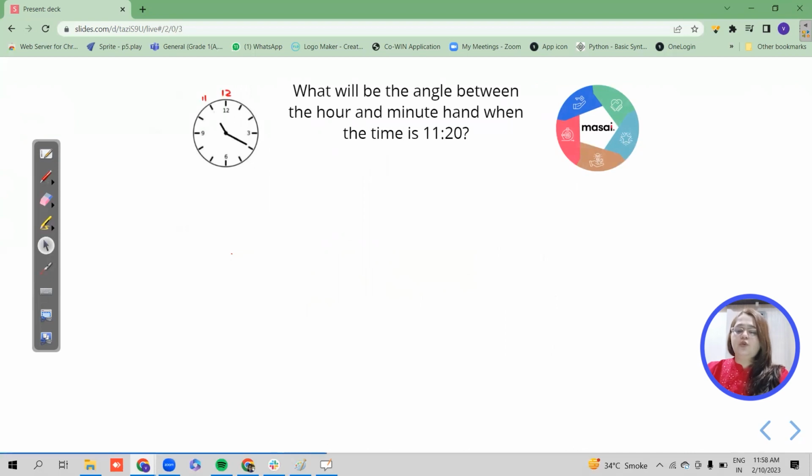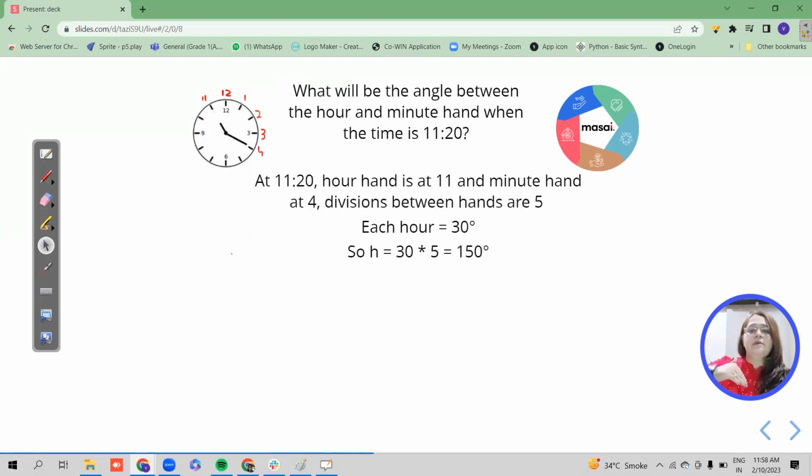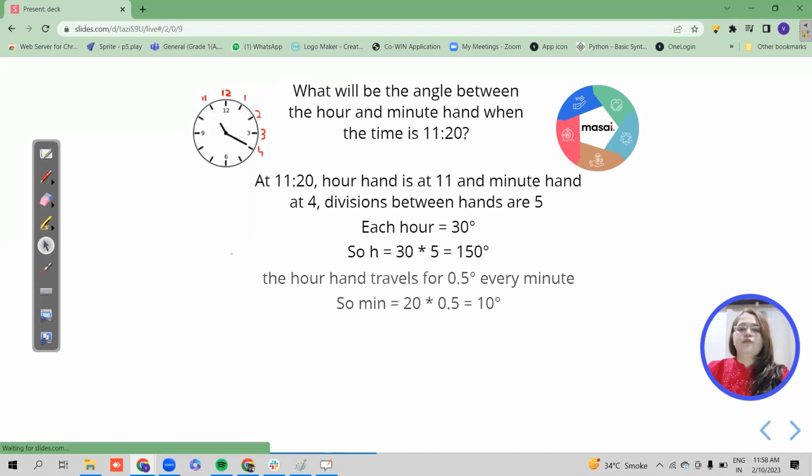Now what we have to do here is calculate from 11 till 4 how many hour divisions there are. So from 11 to 12, 12 to 1, 1 to 2, 2 to 3 and 3 to 4. There are 5 subdivisions. That means the hour hand and the minute hand are covering 5 divisions. And we know each hour division is 30 degrees. So as each hour is 30 degrees, 30 into 5 gives an angle of 150 degrees.